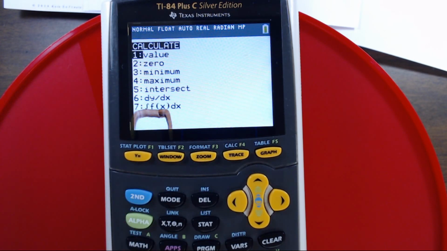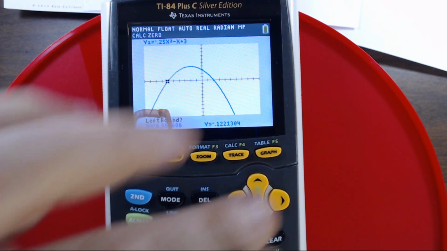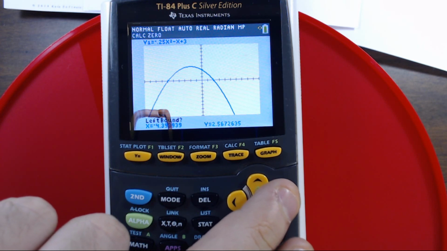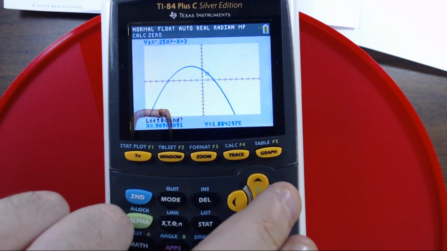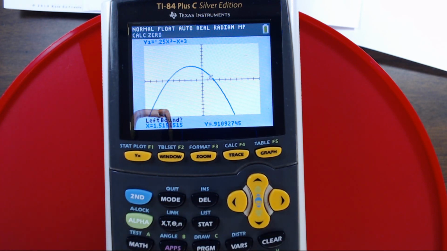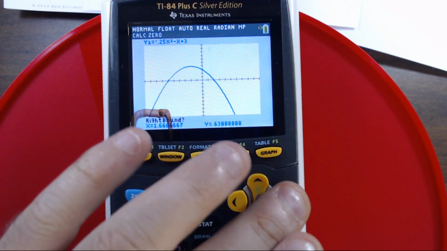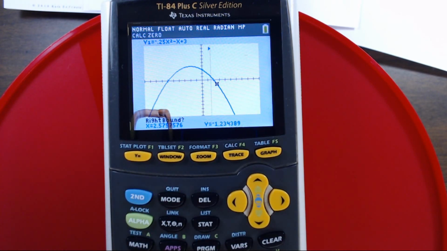Second, trace, 0. Now it says left bound. So I'll cursor over. This time I'm going to move all the way over here. I want to study this other x-intercept. Okay, right bound. Guess. Now that 0 gives me 2. Alright?